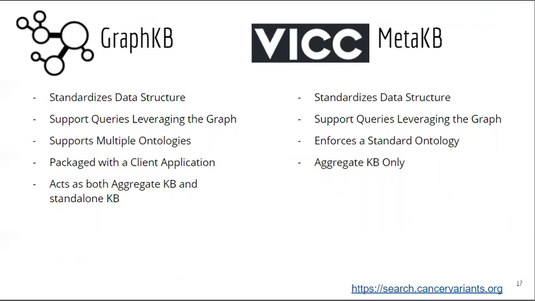Previous work on aggregating knowledge bases has been done by the Variant Interpretation for Cancer Consortium through their excellent meta-knowledge base project. There are some similarities between GraphKB and MetaKB as they aim to solve a related problem. While MetaKB is primarily focused on aggregation and standardization, GraphKB's main focus is on supporting matching and the consumption of uncontrolled resources. Both systems standardize the incoming data structure of the source knowledge base, and both support queries that leverage a graph and the ontology relationships.